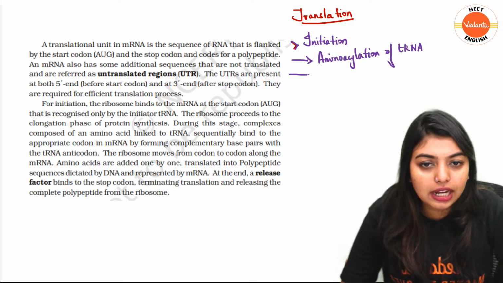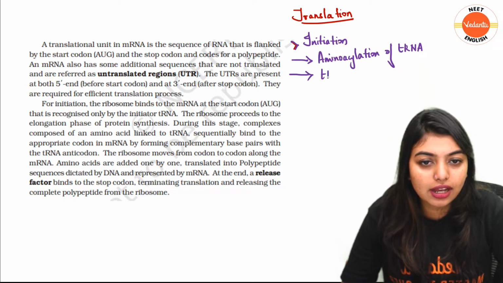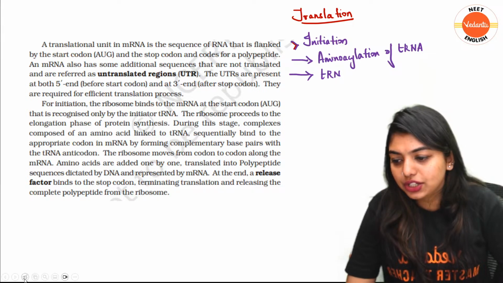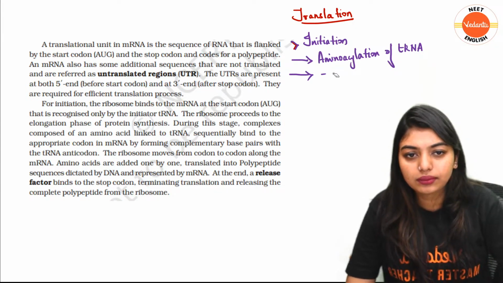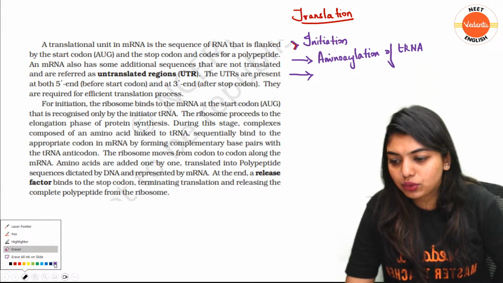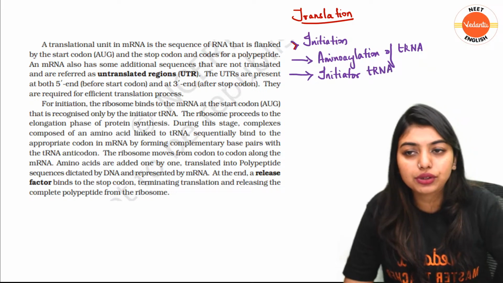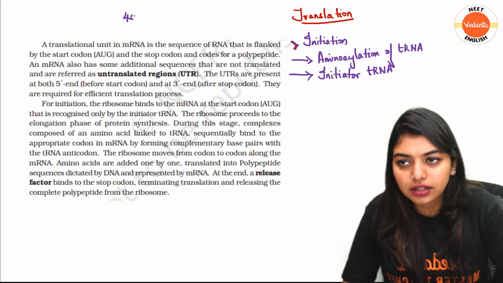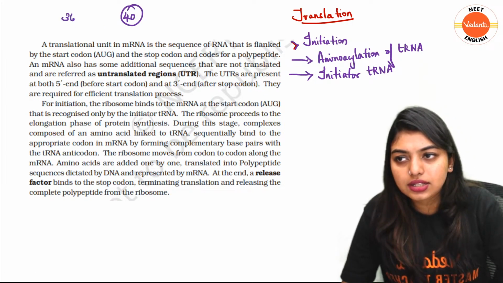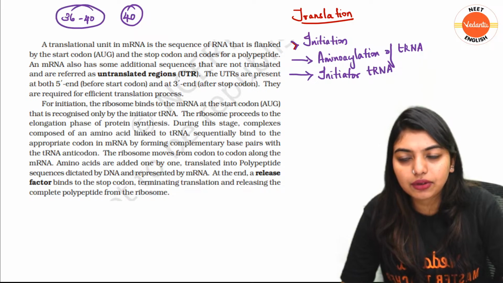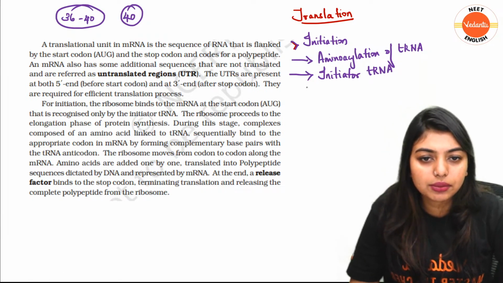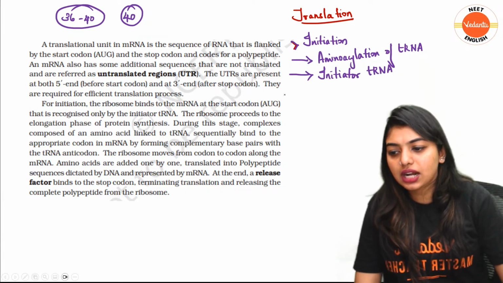After that we have to wait for the initiator tRNA. Please write it with me, do not wait for the notes. Students, if you learn this chapter, you are going to get 40 marks in your NEET. Okay, 36 to 40 marks guaranteed from this chapter. So learn it with me. Initiator tRNA, which will start initiation.